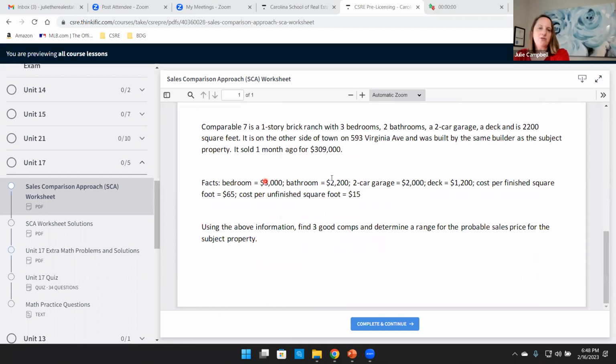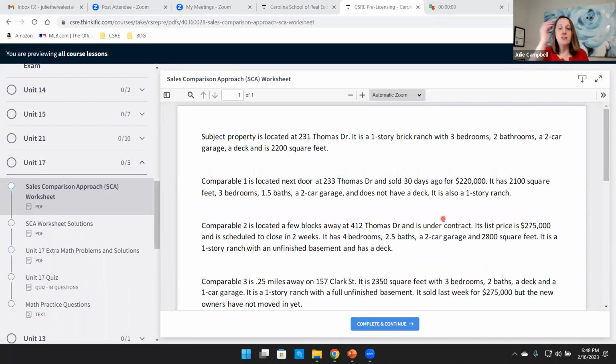We do give you the values. So it tells you what a bedroom goes for, a bathroom, a garage, deck, etc. And then it says, using the above, find 3 good comps and determine the range for the probable sales price for the subject property. So again, I think this is a good exercise to have you going through and looking at the different comps and how they relate to the subject and seeing which comps can be used. Remember, this is just everybody's opinion, right?